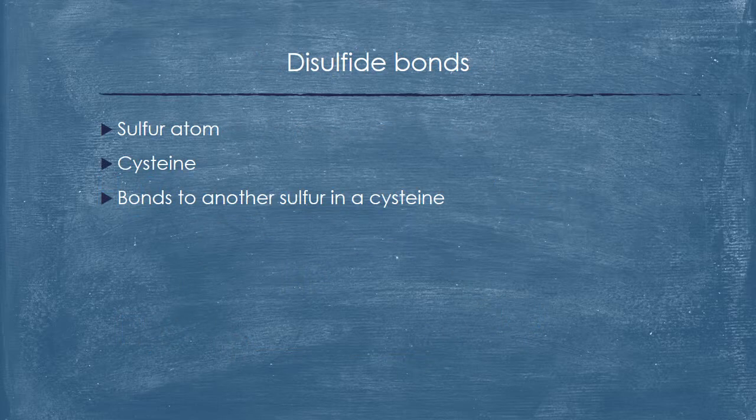Another factor that affects tertiary structure are called disulfide bonds. And what you have is a cysteine and a thiol group. And in the thiol group, you have a sulfur atom. And that sulfur atom wants to oxidize. And when it does that, it forms strong covalent bonds. And that affects the structure.